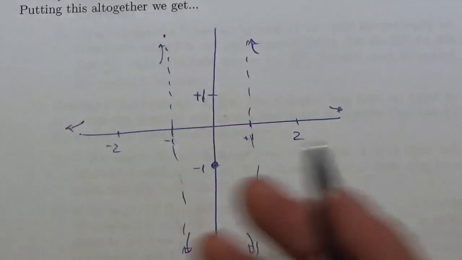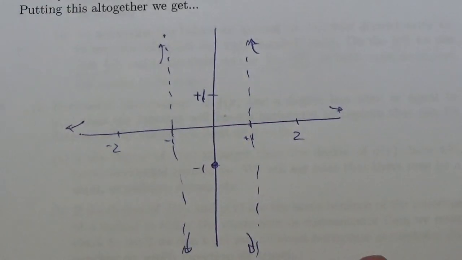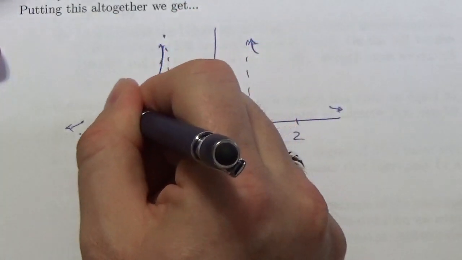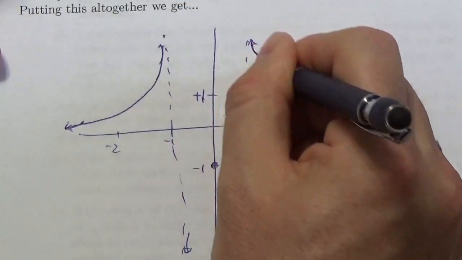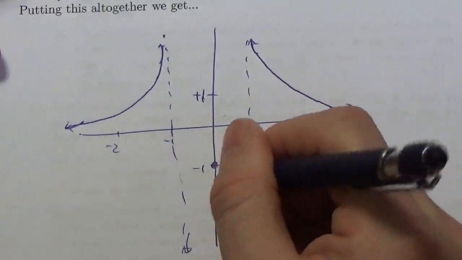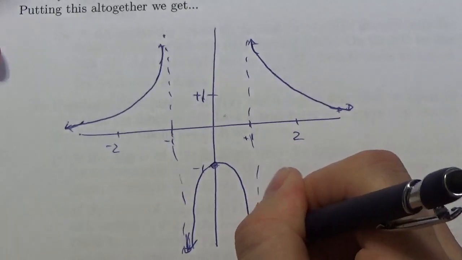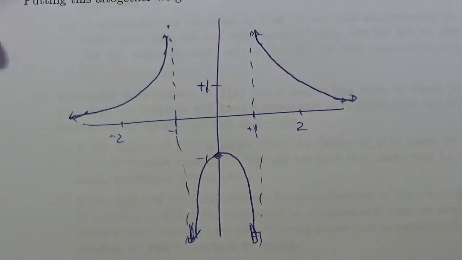So that information right there should be enough for you to realize that this must look something like that. I did that kind of poorly, but anyway. Okay? So that gives you an idea of the usefulness of limits when analyzing these kinds of asymptotes.